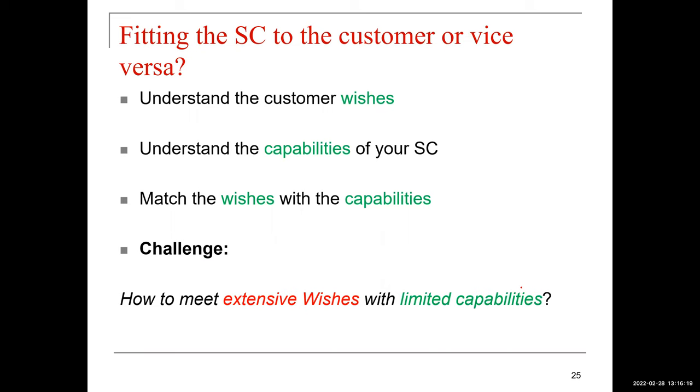Fitting the supply chain to the customer and vice versa. We need to understand the customer wishes, or what they want, or at least make them aware that they want your product. Understand the capabilities of the supply chain and match these goals, or the demand, with the capabilities. The challenge is how to meet these extensive wishes with limited capabilities. So let's say you have only the capability of manufacturing standard cars, and then you have customers that want XYZ adaptation. So can you rely on your manufacturing capabilities to do that?